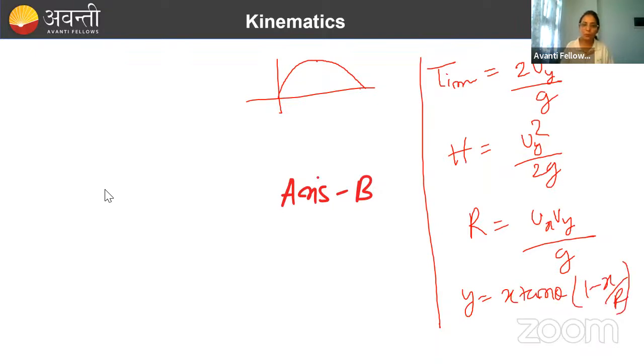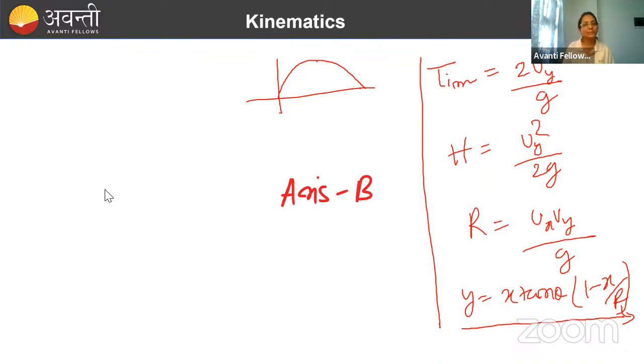Why have I written it in this form? You probably remember the time period written as 2u sin theta by g, H as u squared sin squared theta by 2g, and range as u squared sin 2 theta by g, and this is the equation of projectile where R is the range. So writing it in the form of y component and x component is actually helpful while solving the questions. That is why I've written it here like this.